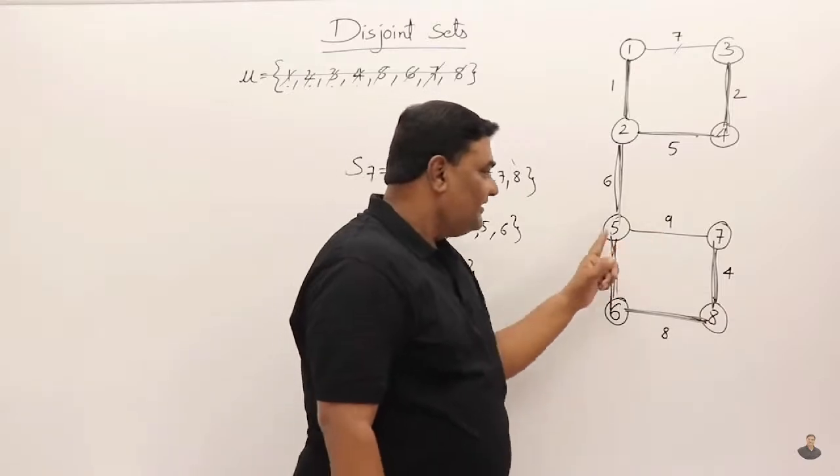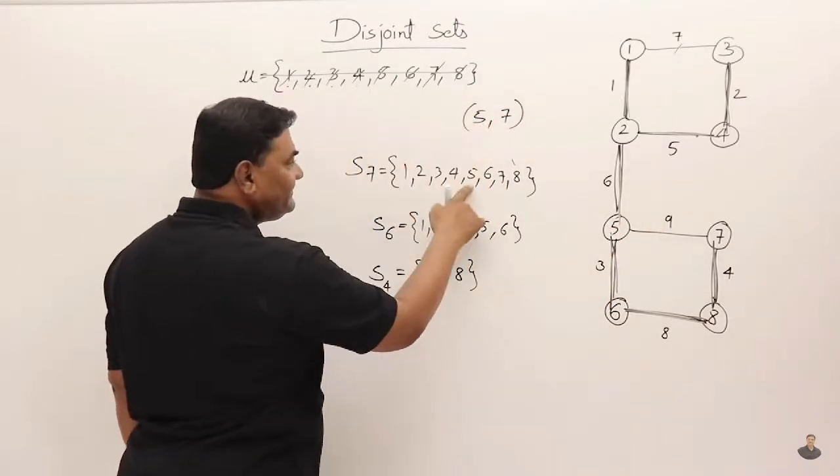Now the last edge remaining is the 9th one, 5, 7. Find 5. It is in the set. Find 7. This is also in the set.